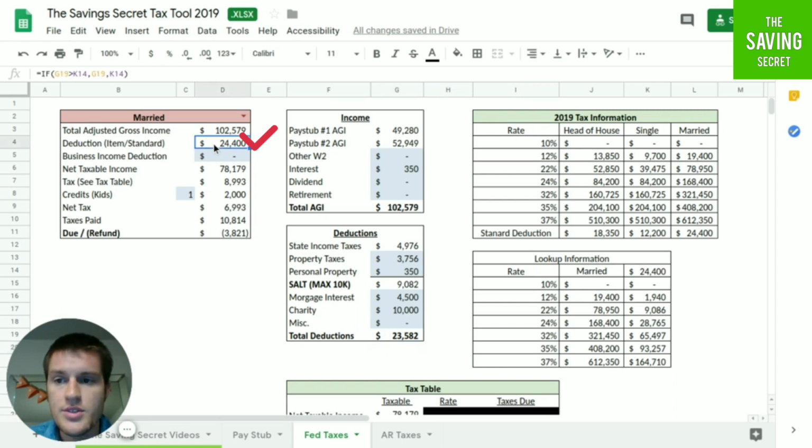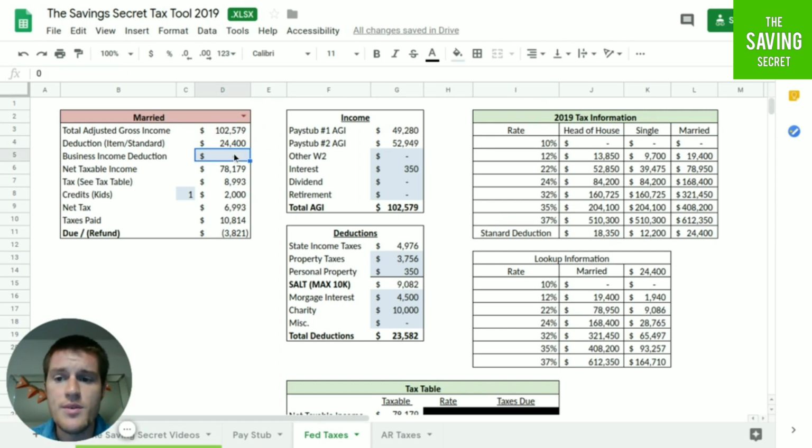Well, if you click on this, what it's doing is a calculation that says, hey, your total deductions is 23,582. However, the standard deduction for someone who is married is actually 24,400. Again, if you look at the tax information table, the standard deduction for those who are married is 24,400. So 24,400 is greater than the 23,582. You're going to want to put that in. So that's where that is.